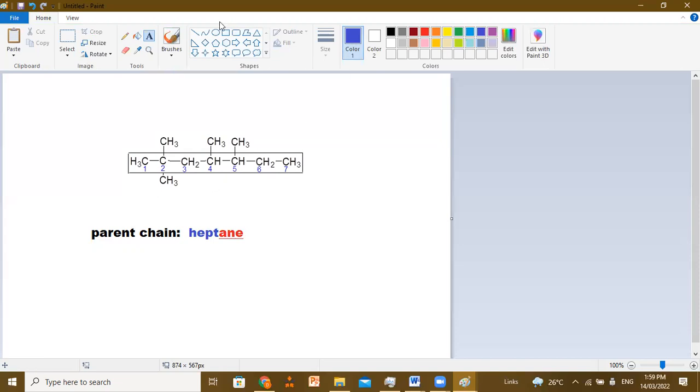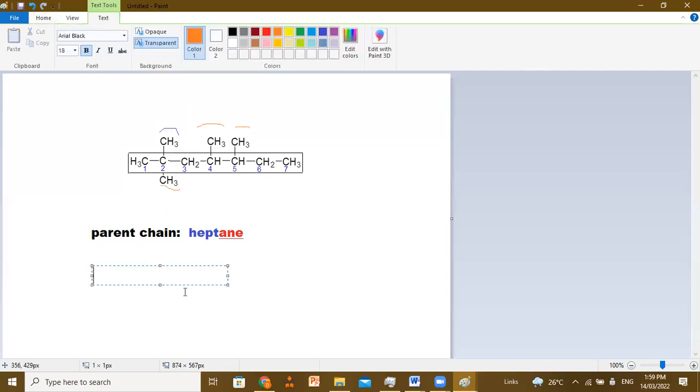Now let's look at the other atoms. So you have here CH3, CH3, CH3. These are what we call substituents. Our substituents are actually one carbon atom minus the hydrogen. We call this our alkyl substituents, and since it's only one carbon, we call that one methyl.